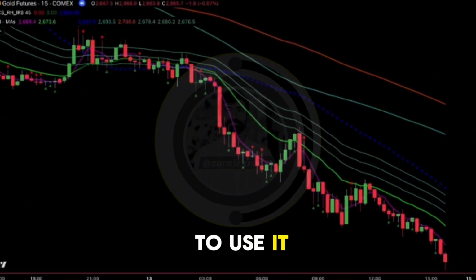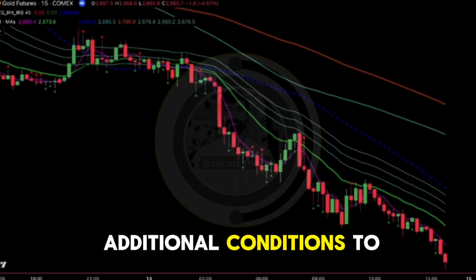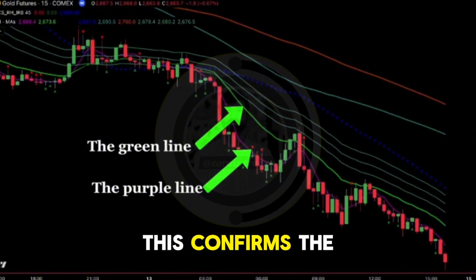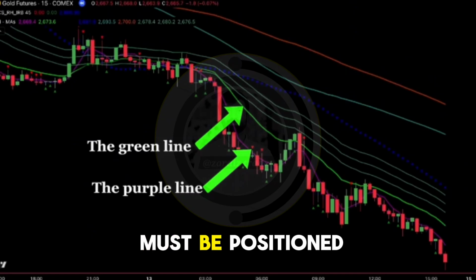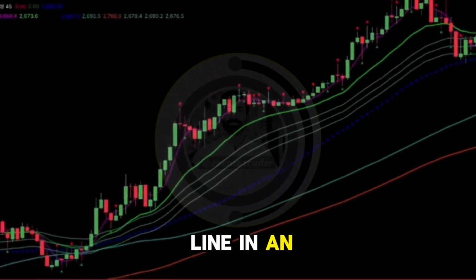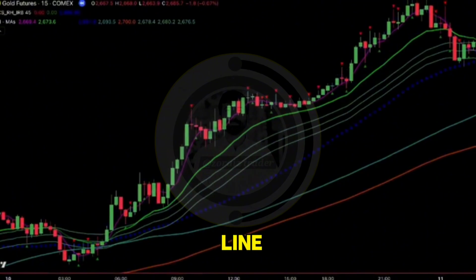Now, here's how to use it effectively. There are two additional conditions to check. The green and purple lines on the overlay must be parallel, with no other lines between them. This confirms the trend is moving at a 45-degree angle. The target candles must be positioned correctly. In a downtrend, they should be below the purple line. In an uptrend, they should be above the purple line.